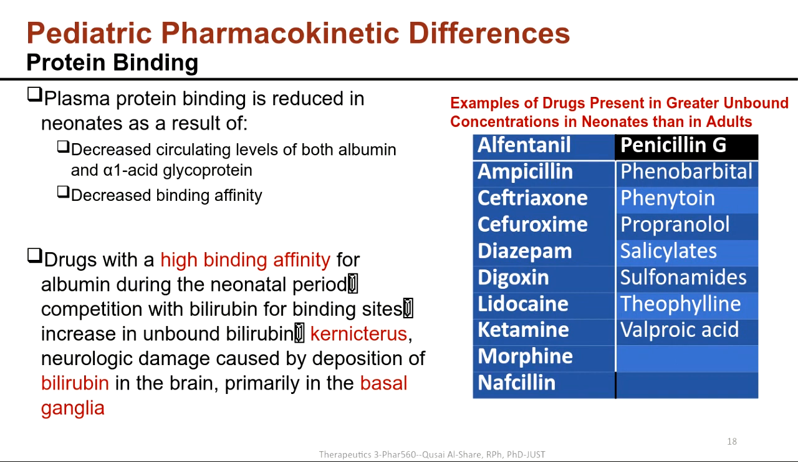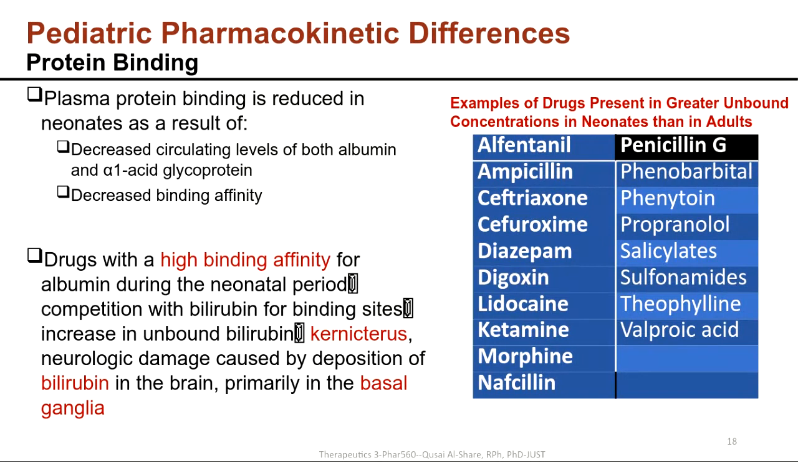The next topic in pharmacokinetics is protein binding. Plasma protein binding of drugs gets reduced in infants as a result of the proteins that are circulating in their plasma. Specifically, we're talking about albumin and alpha-1 acid glycoprotein. The next factor is decreased binding affinity. So these drugs have a lower binding affinity, and this patient population also has decreased circulating levels of these proteins that will bind the drugs.